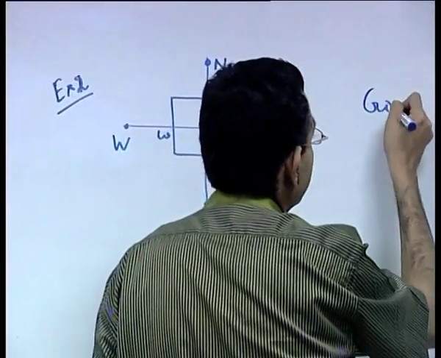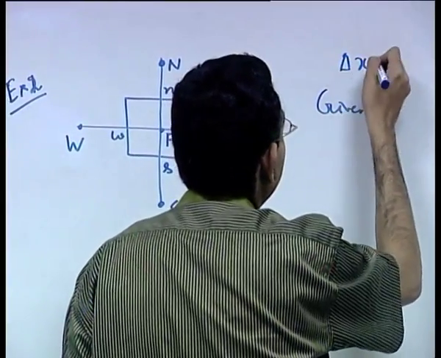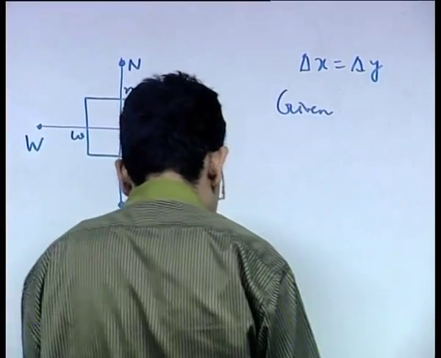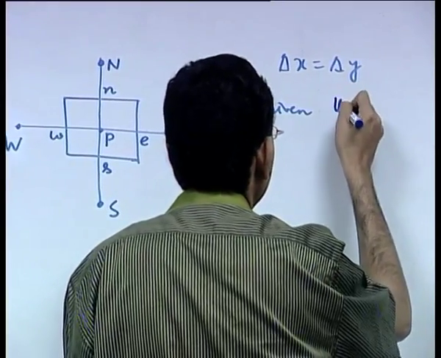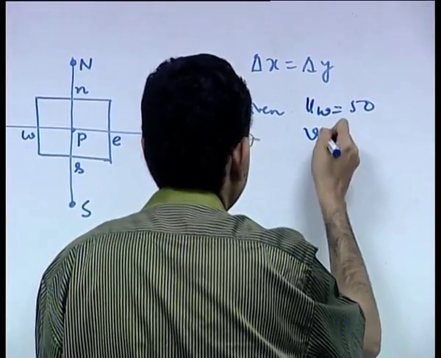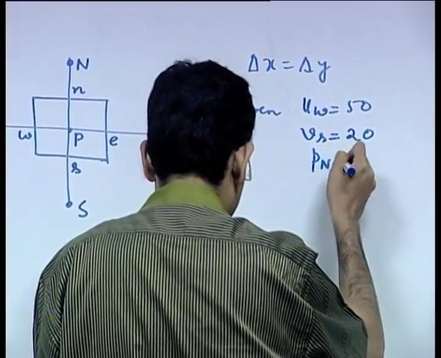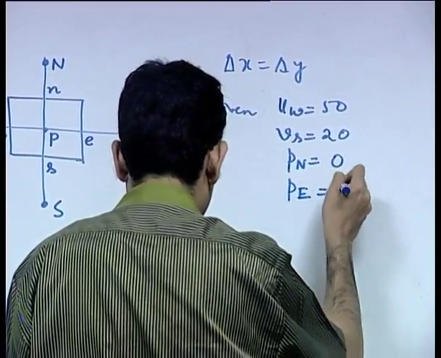This is a 2-dimensional problem with uniform grid spacing along x and y, that is delta x equal to delta y. It is given that uw equal to 50, Vs equal to 20, Pn equal to 0, Pe equal to 10.